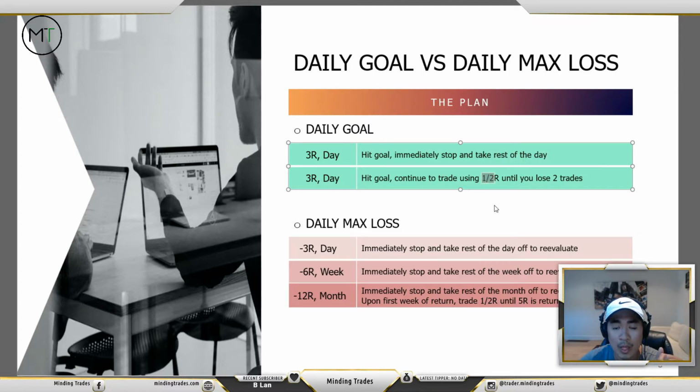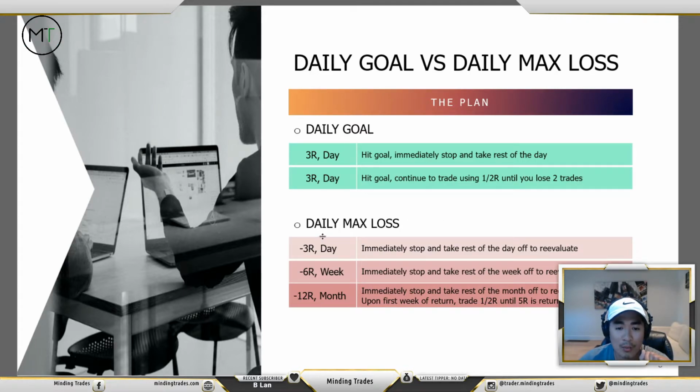That's why you want to trade half R risk, right? So you might end up the day 4R, 5R, 6R, or so forth. But if you do end up taking 2 losers, you'll be back at 2R. You're still green for the day. Take the rest of the day off and then come back tomorrow. I would recommend option 2.